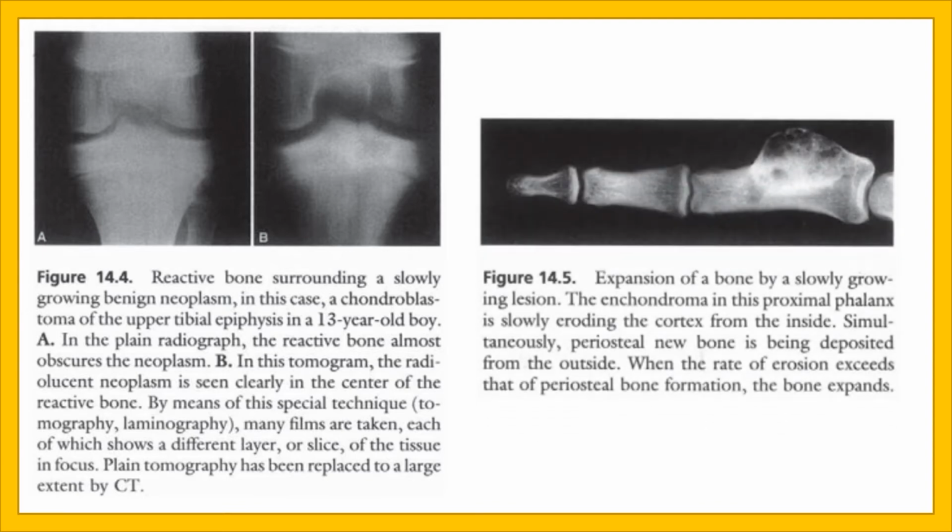The second picture is expansion of a bone by a slowly growing lesion. The enchondroma in this proximal phalanx is slowly eroding the cortex from the inside. Simultaneously, periosteal new bone is being deposited from the outside. When the rate of erosion exceeds that of periosteal bone formation, the bone expands.